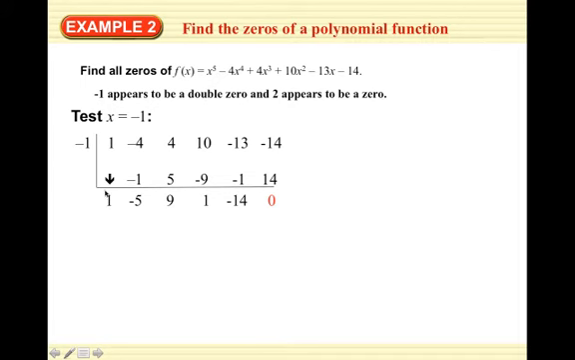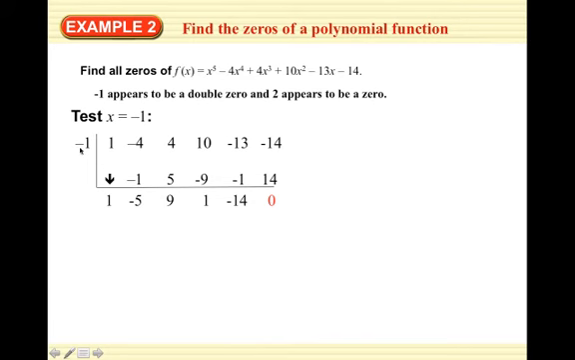So we bring down the 1, and we do 1 times -1 is -1, -4 plus -1 is -5, times -1 is 5, 4 plus 5 is 9, times -1 is -9, plus 10 is 1, times -1 is -1, -13 plus -1 is -14, times -1 is +14, -14 plus 14 is 0. So we've done a couple of things here. One is we have affirmed that -1 is at least a single zero of our function.